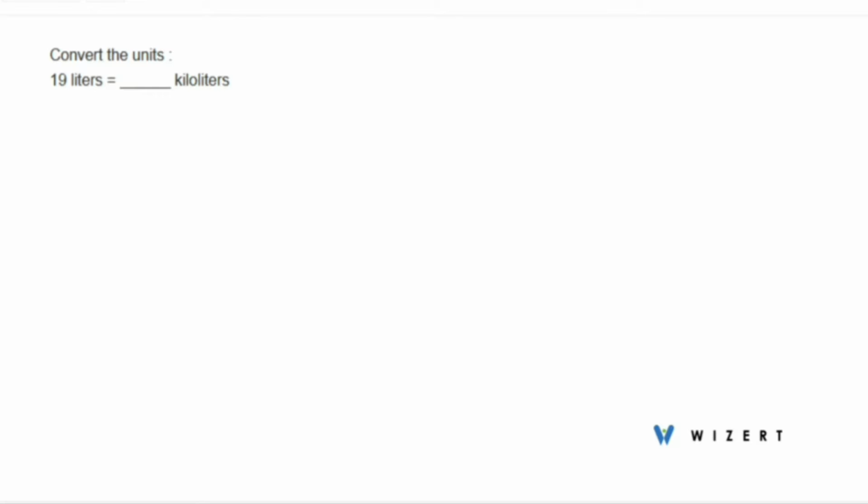We have this question here. Convert the units: 19 liters to dash kiloliters. We know 1 liter is equal to 1 by 1000 kiloliters. Therefore, 19 liters will be equal to 19 by 1000 kiloliters.